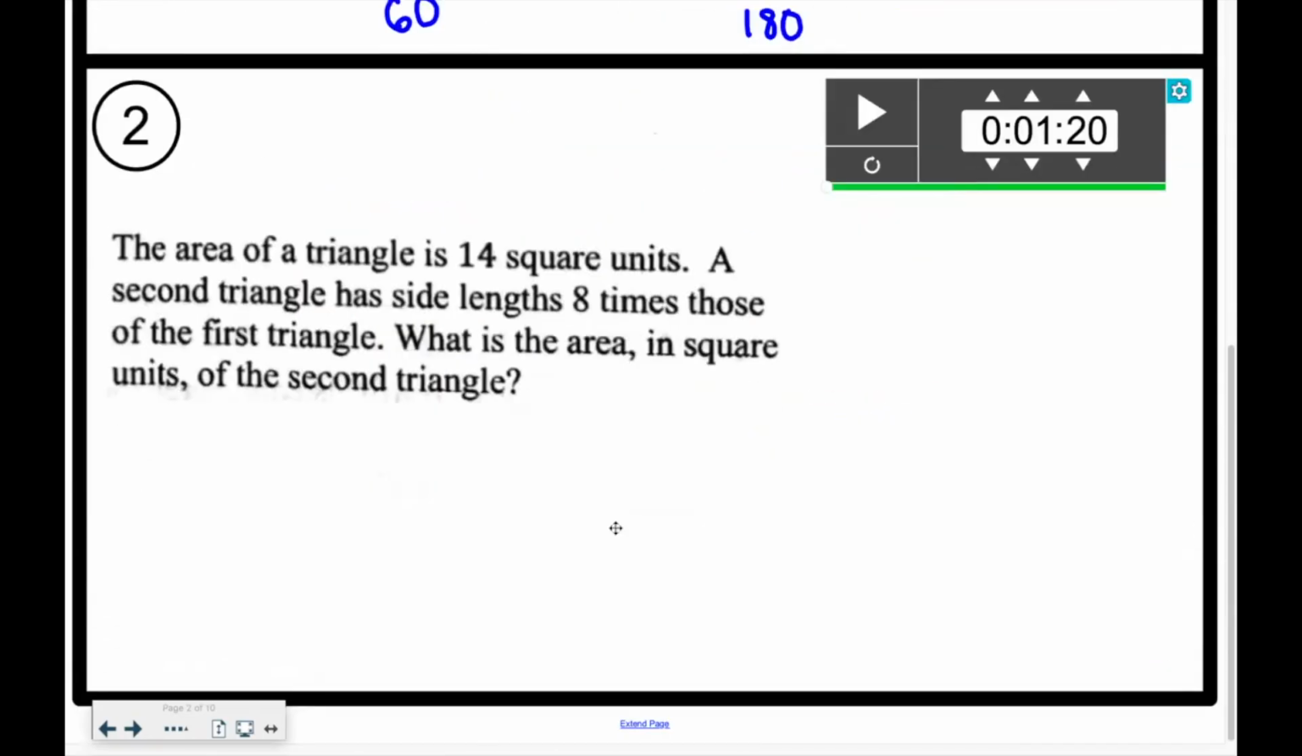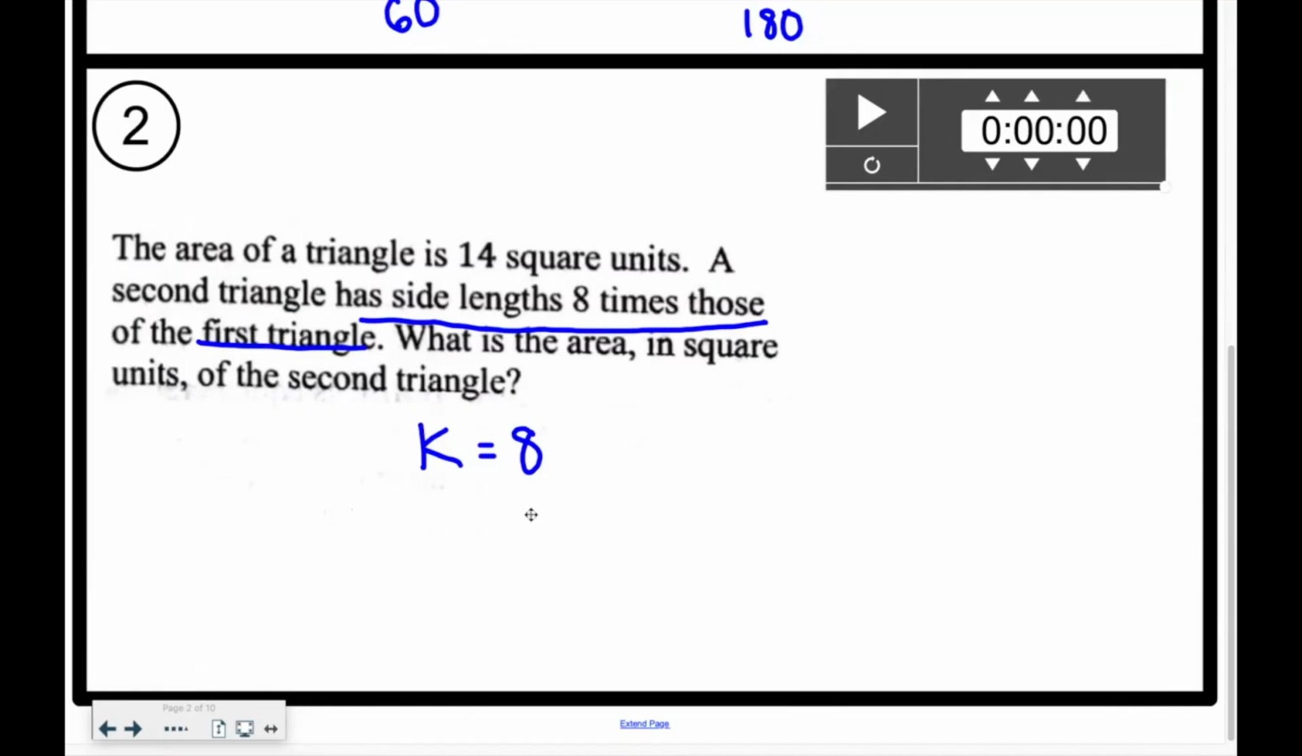Okay, so let's try number 2. These will get progressively more difficult. The goal is to figure out what the scale factor is, and then in this case it'll allow you to find the area. Usually in these problems, what I'm trying to do is identify the scale factor. It says the second triangle has side lengths that are 8 times those of the first triangle. So that means the scale factor is 8. Each dimension of the small triangle is being multiplied by 8 to get the dimension of the larger triangle.